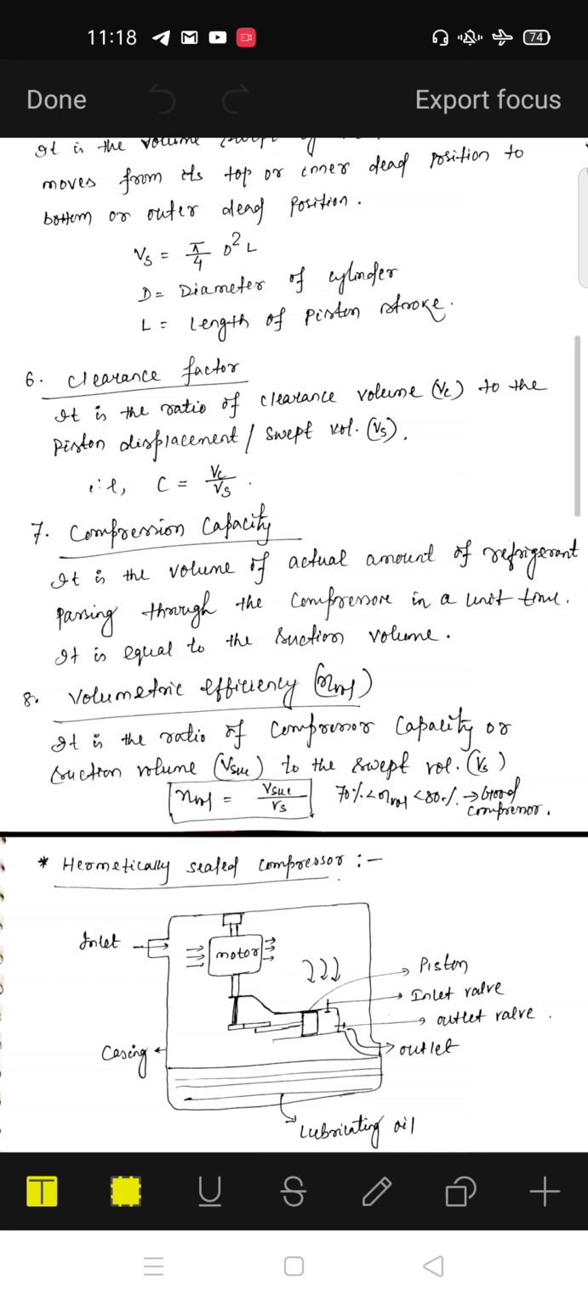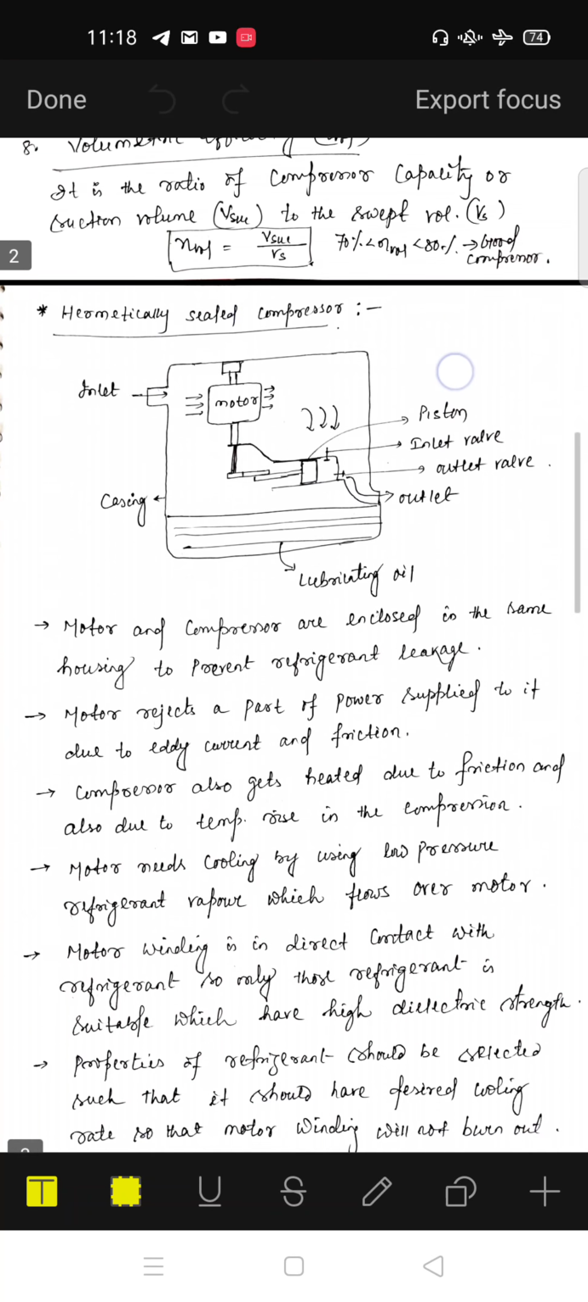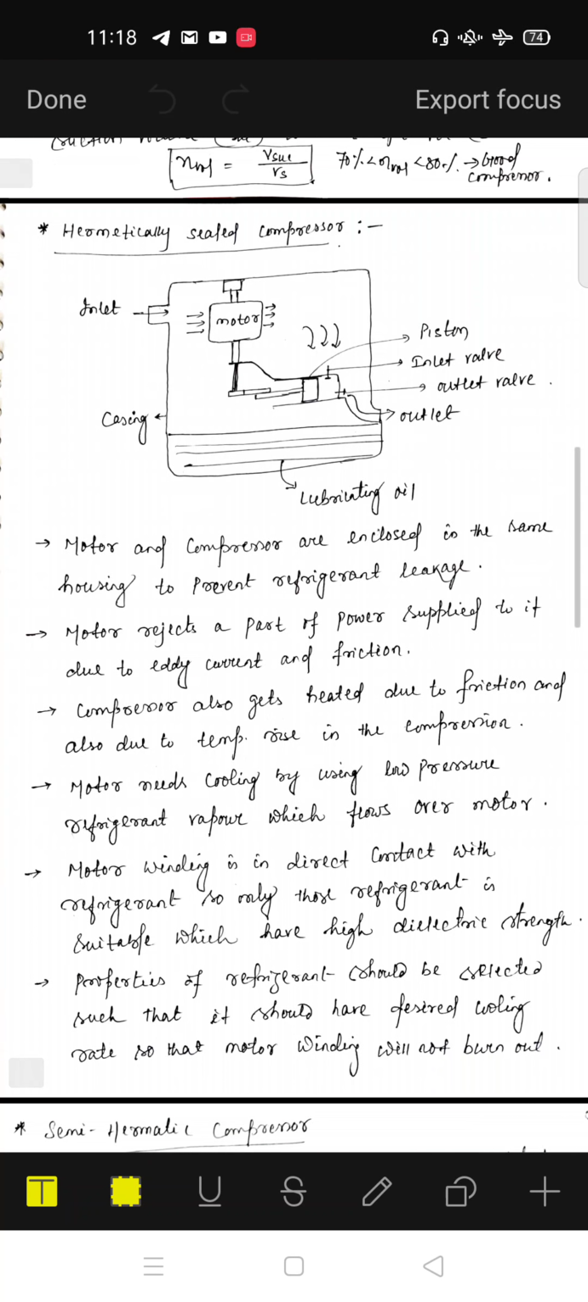Next we will see the different types of compressor. First compressor is your hermetically sealed compressor. You can see the line diagram of the hermetically sealed compressor here. There is a motor, and there is the piston cylinder arrangement. There is an outlet valve, and there is an inlet, and it is the casing, and below there is lubricating oil. So listen to my words what I am saying.